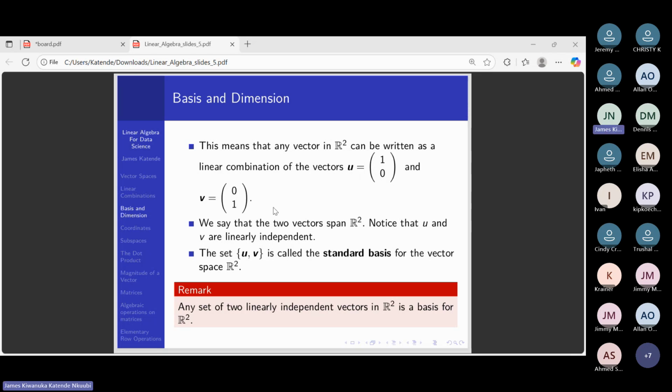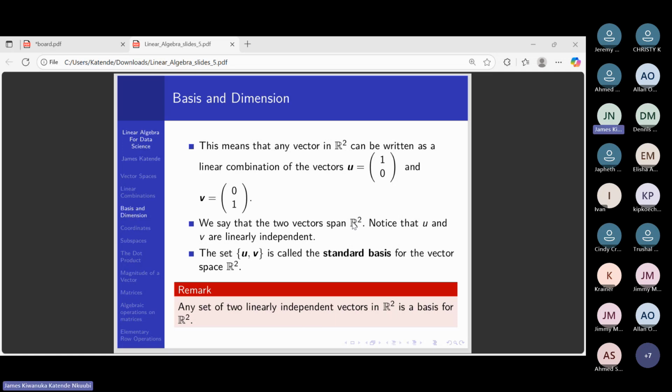So if I have a pair of vectors, in this case it's a pair, and I'm able to write any vector in R2 as a linear combination of that pair of vectors, then we will say that this pair of vectors spans R2. It spans. So the key word here is span. So these two vectors, U and V, they span R2.